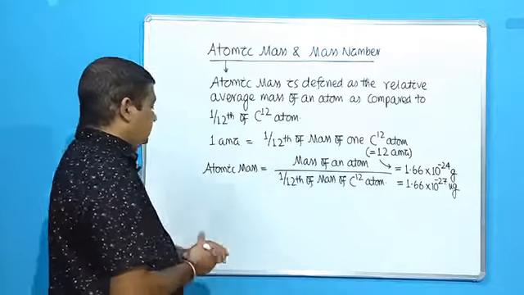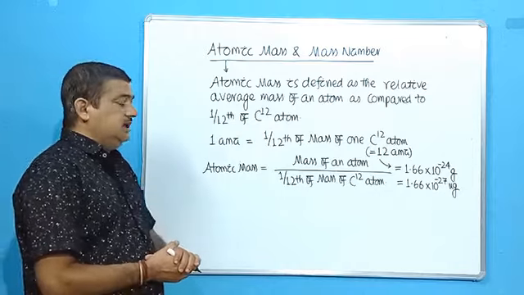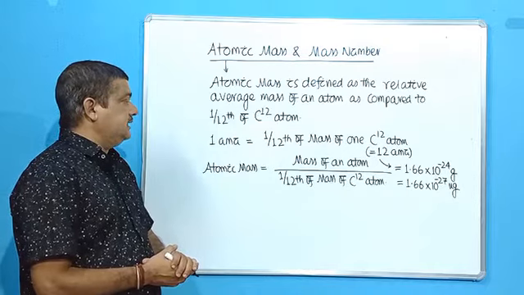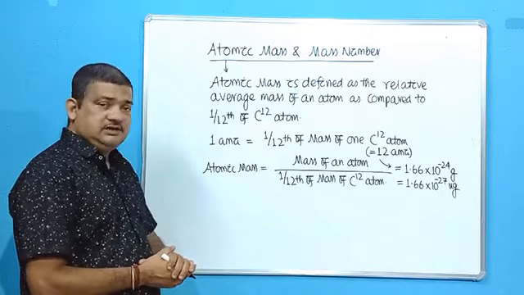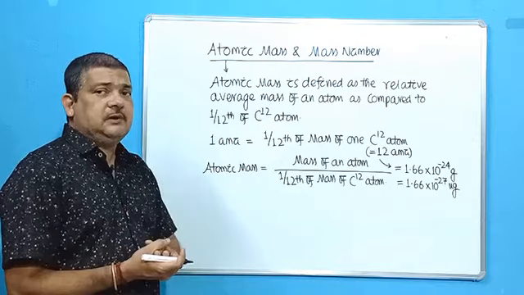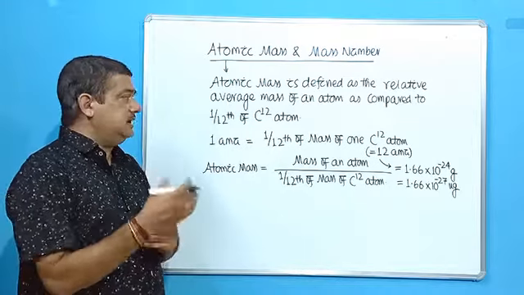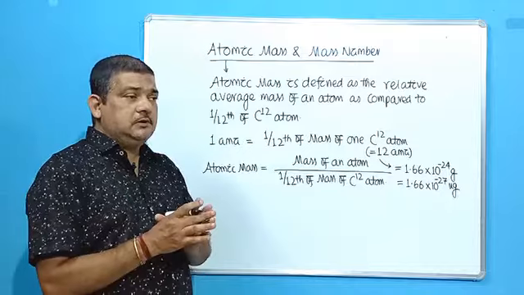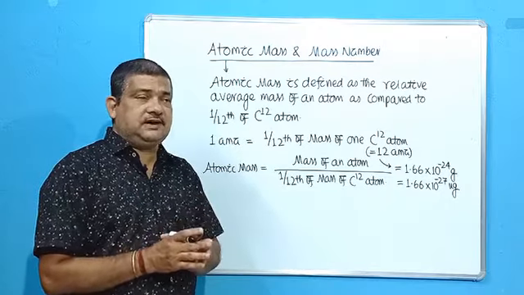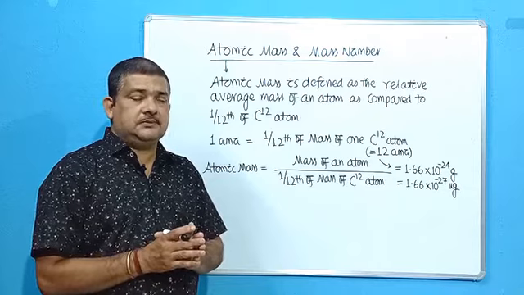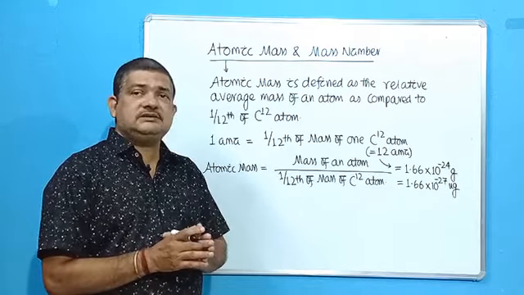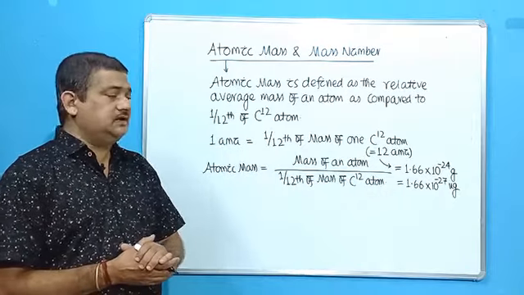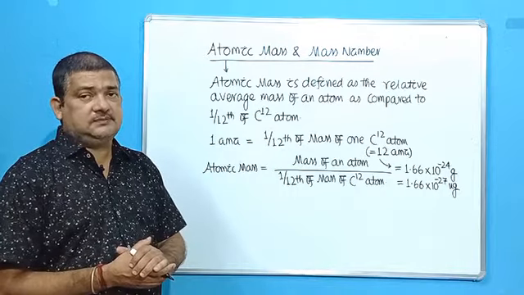So this is atomic mass as defined by the international unit. It is the relative average mass of an atom as compared to 1/12 of a C12 atom. I explained why we are using the term relative, because we are expressing the atomic mass relative to the mass of a C12 atom. Sometimes the question is asked, which element is used as a reference to express atomic mass? The answer is carbon. Carbon, C12, is used as the reference to denote atomic mass of an element.